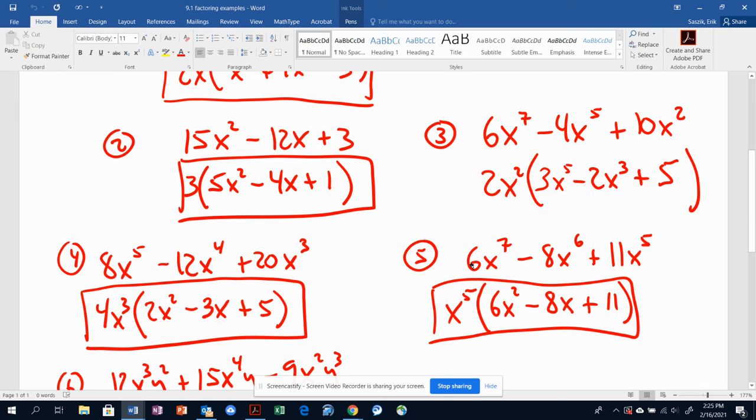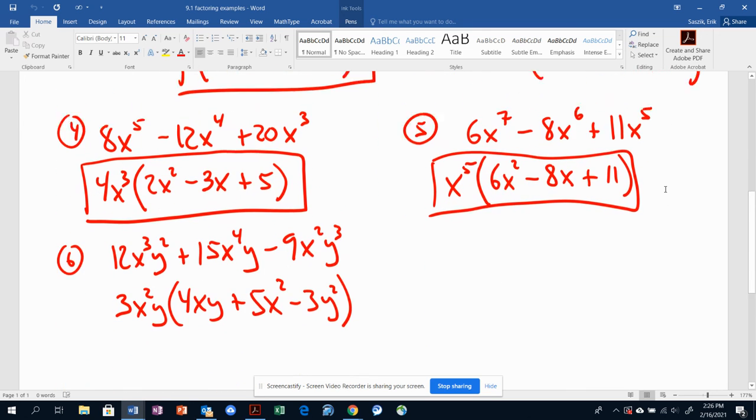Sometimes, you see, there's actually not a number that goes into 6, 8, or 11. So there's no number out here. But I can pull out the lowest power present, which is x to the 5th. And you see how all these powers were reduced by 5. See, instead of 7, I now have 2 there. Instead of 6, I now have 1. Instead of 5, I now have none. I don't have x there at all.